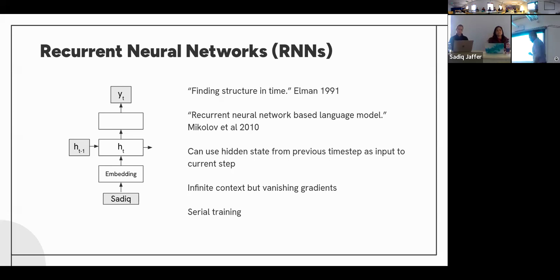The other problem they have is that they have serialized training, right? In order to start computing the next time step, we obviously have to have the hidden state of the previous time step. So we need to be able to compute this to feed into the next one, right? So there is a serial dependency that goes on.